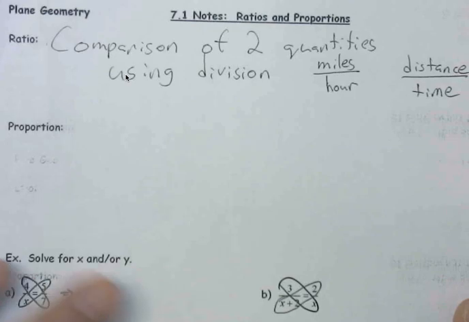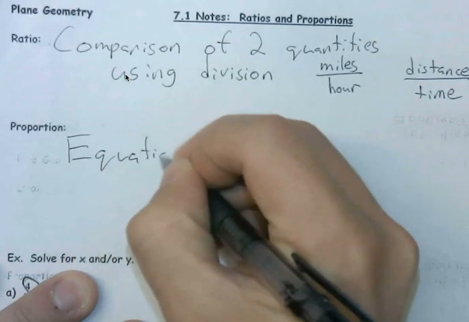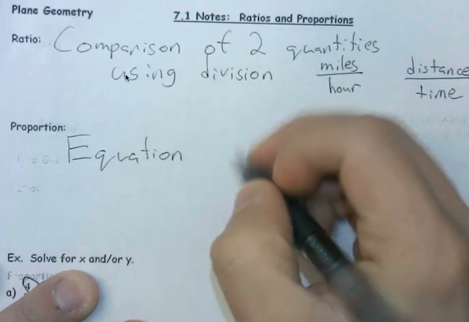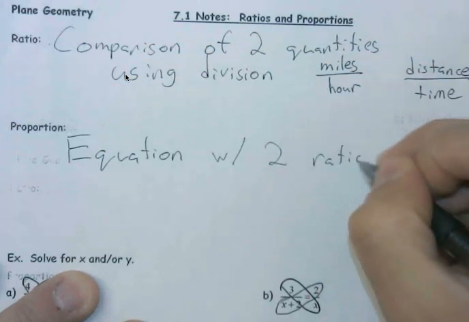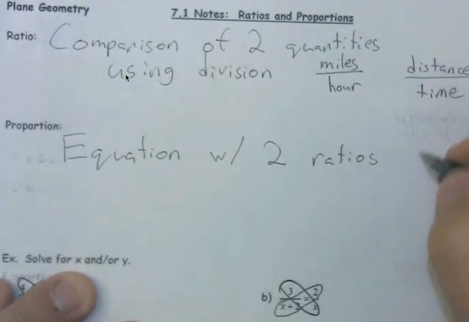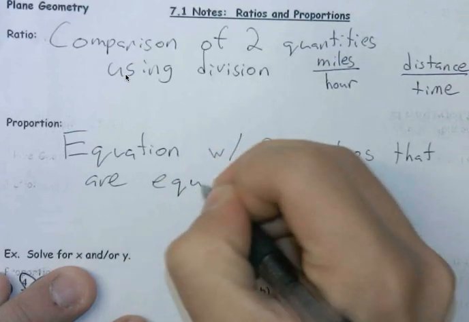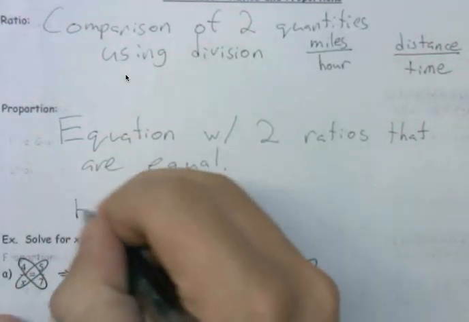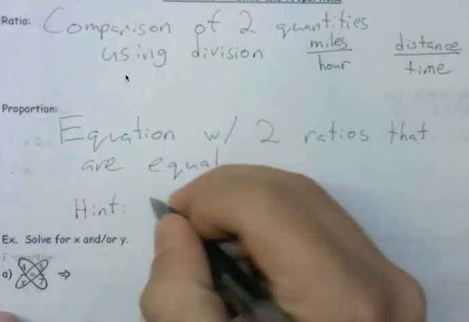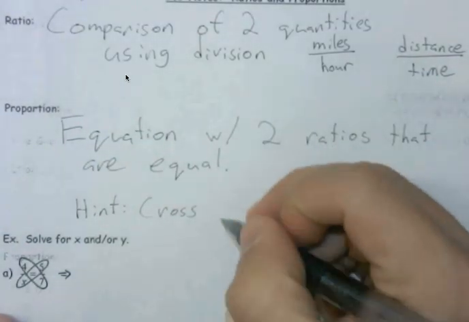As we continue to talk about proportion, this is really just an equation comparing two ratios now that are equal. And we see some examples of this in the following. The main hint here is that when we see a proportion, we see an equal sign, like so. We're going to solve these by cross multiplying.